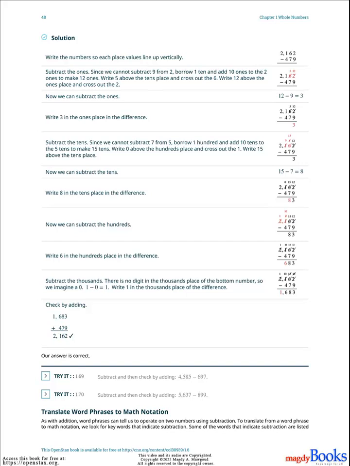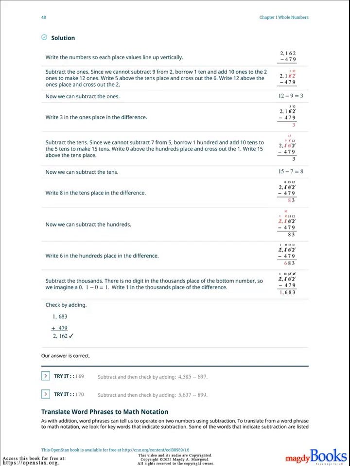Write 5 above the tens place and cross out the 6. Write 12 above the ones place and cross out the 2. Now we can subtract the ones. 12 minus 9 equals 3. Write 3 in the ones place in the difference.